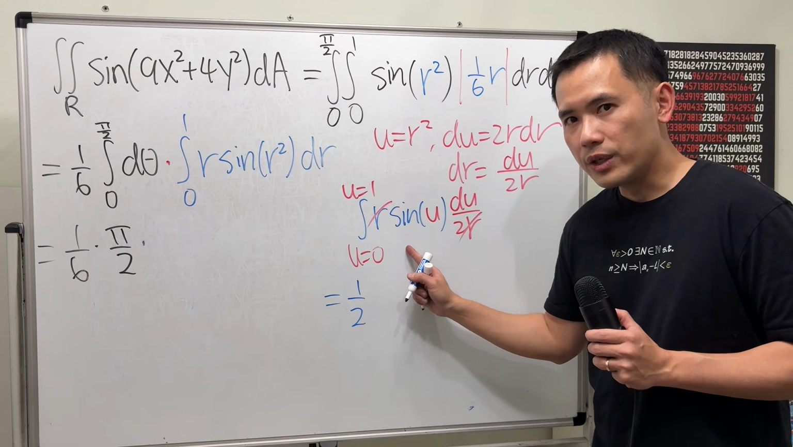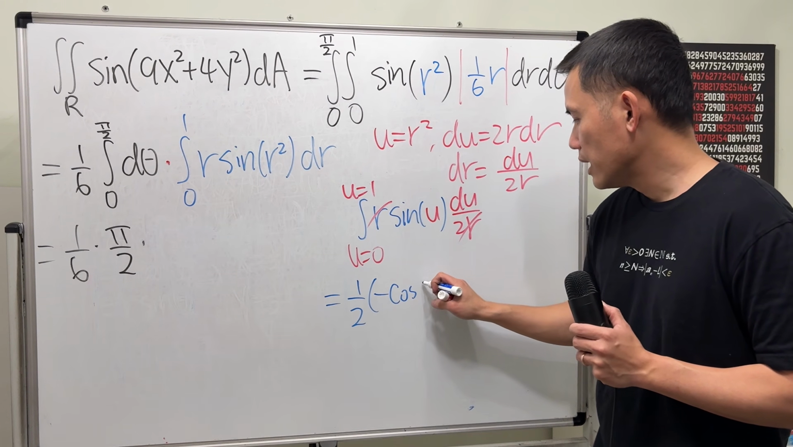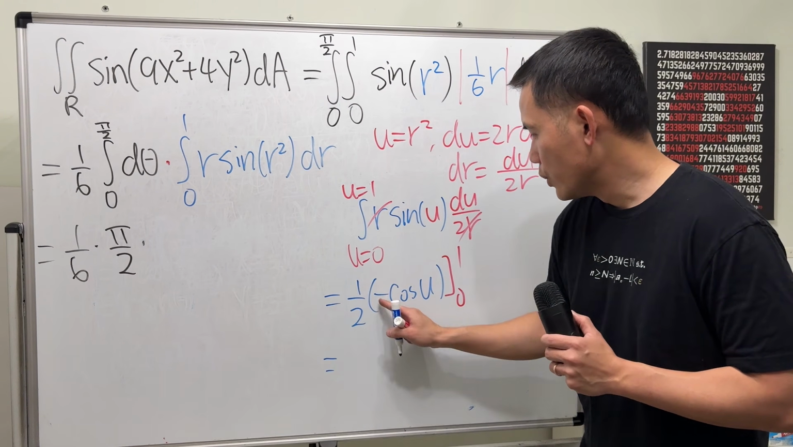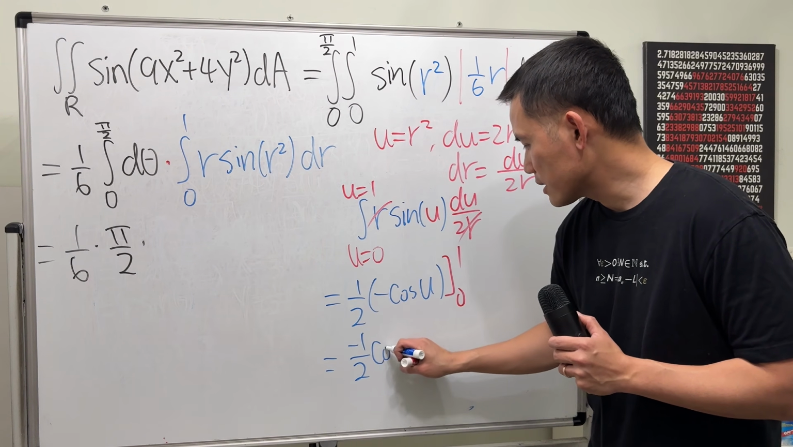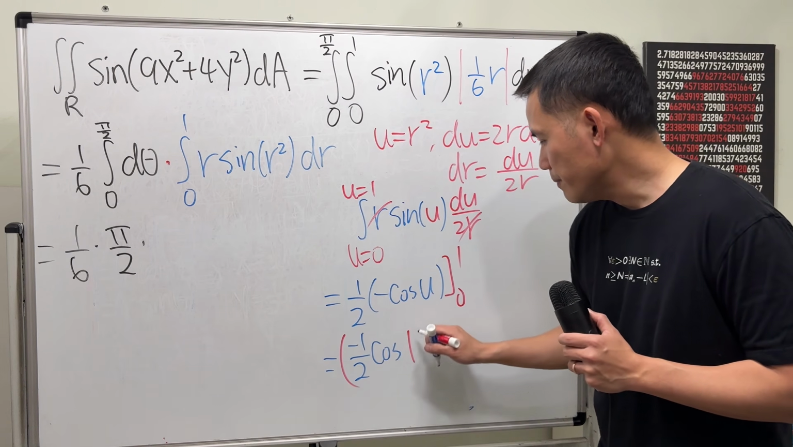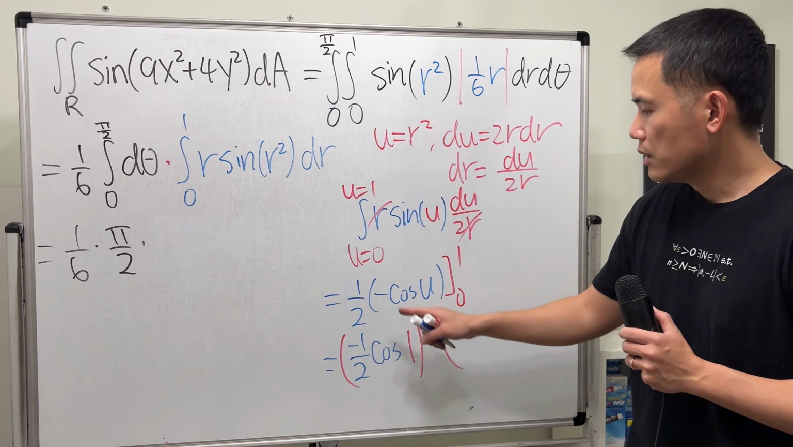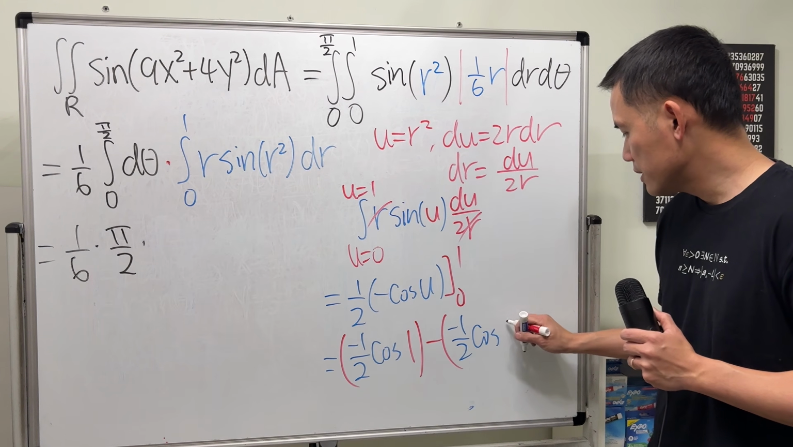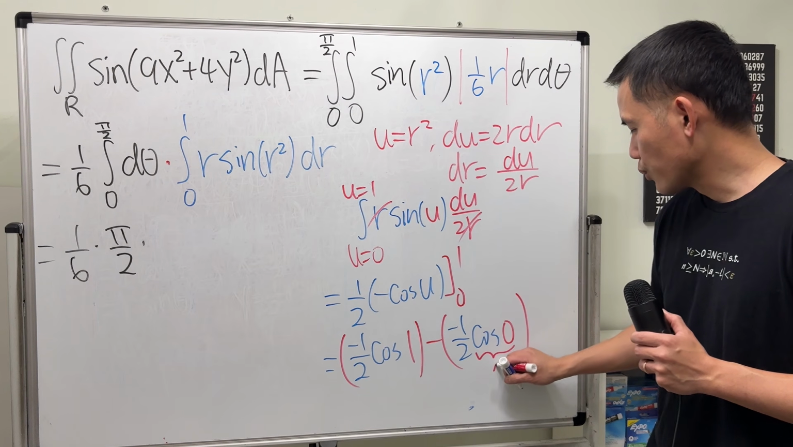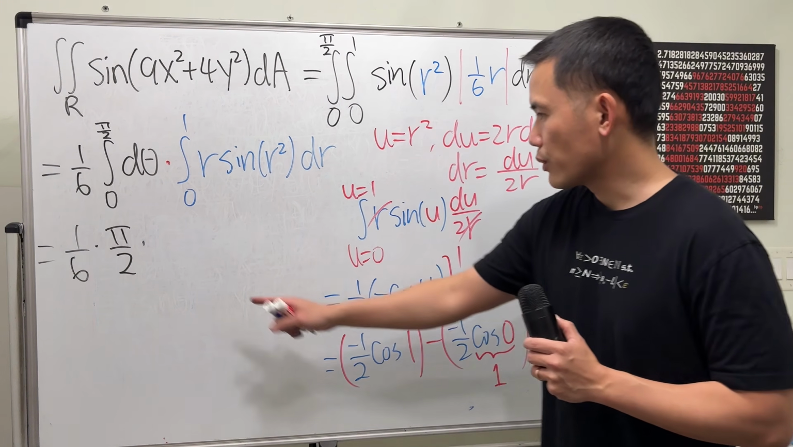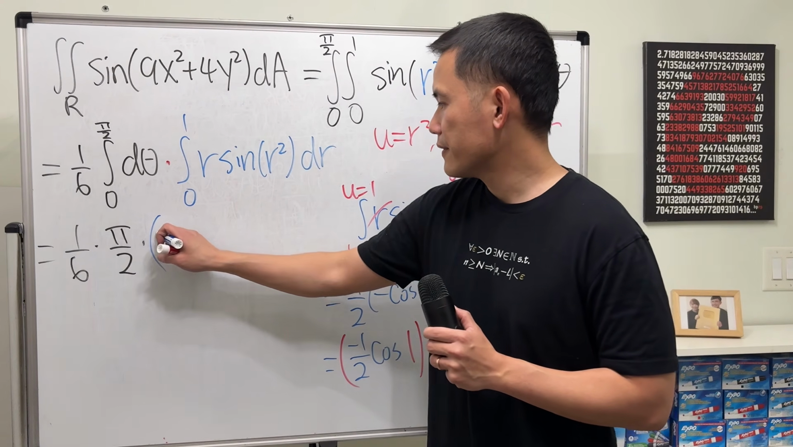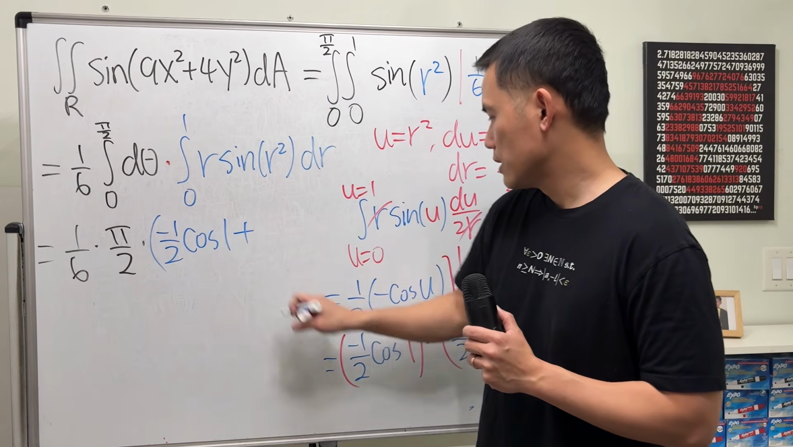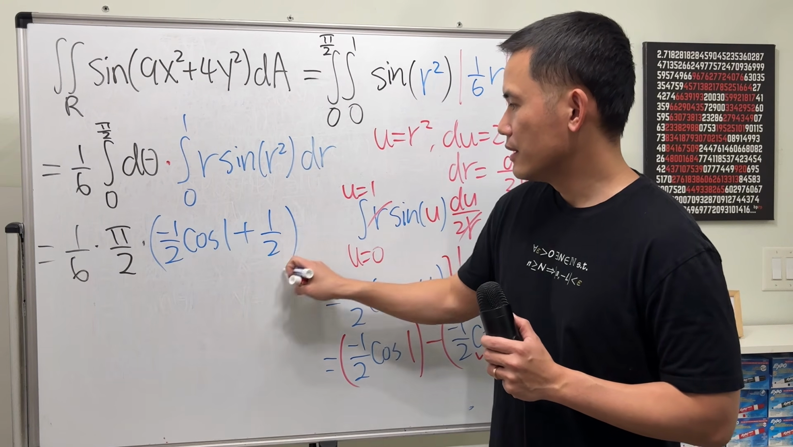Integrating sine, we get negative cosine of u, and we have to plug in 0 and 1. Plugging in 1, we have negative 1/2, and just keep it as cosine of 1. This is the first term, minus the second term, plugging in 0. So we have 1/2 and a negative cosine of 0. But this cosine of 0 is just equal to 1. So now, I will write this down right here. We have negative 1/2 cosine of 1, and then plus 1/2. That's pretty much it.